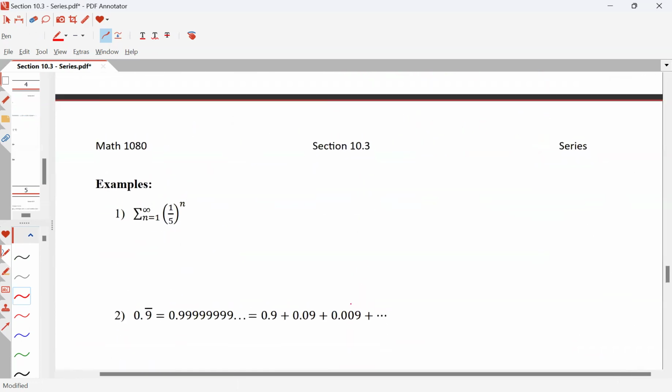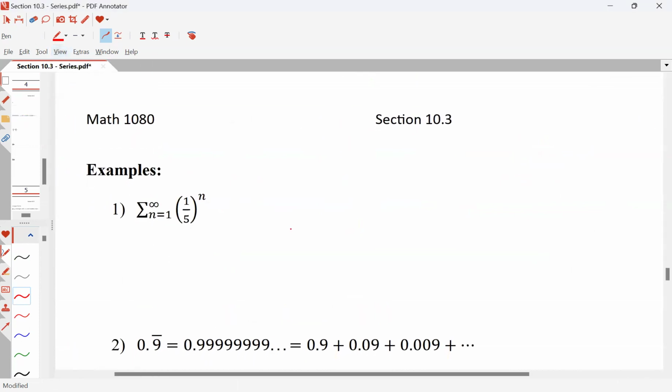So first example is this example, n equals 1 to infinity of 1/5 to the n. Pretty clearly, our r is going to equal 1/5. So just going to say right off the bat converges by the geometric series test because the absolute value of r is equal to 1/5, which is less than 1.